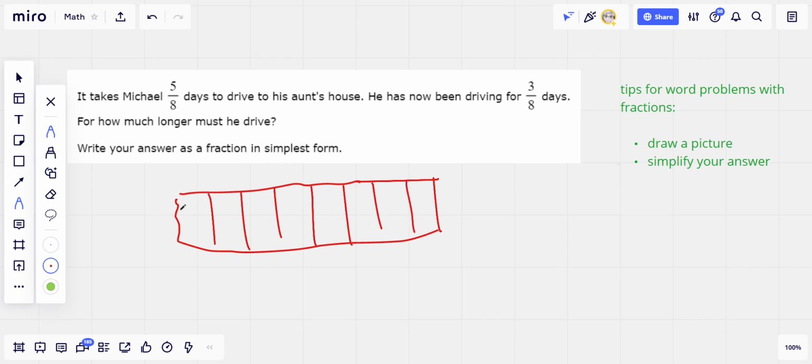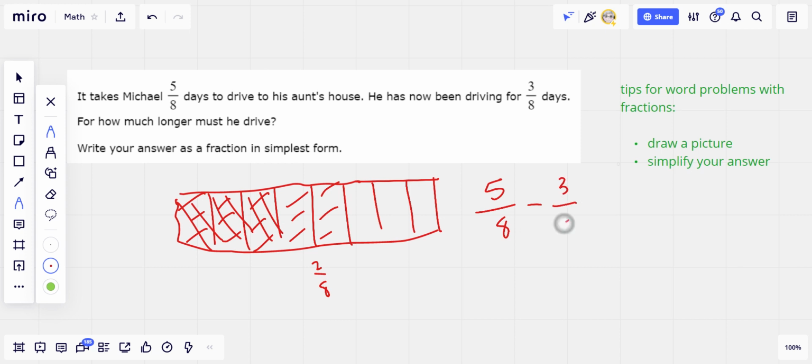Okay, so this is how much of a day it takes him to drive to his aunt's house. So that's 5/8. What he's done already is 3 of those. So obviously what's left is 2/8. So if you just sketch out a quick picture of this one, you don't even have to do your subtraction. Although in this case, the subtraction isn't too hard because the denominators are the same. So 5/8 minus 3/8, you just subtract the numerators and put it over the same denominator to get the answer. So Michael's got 2/8 of a day left to drive to his aunt's house.